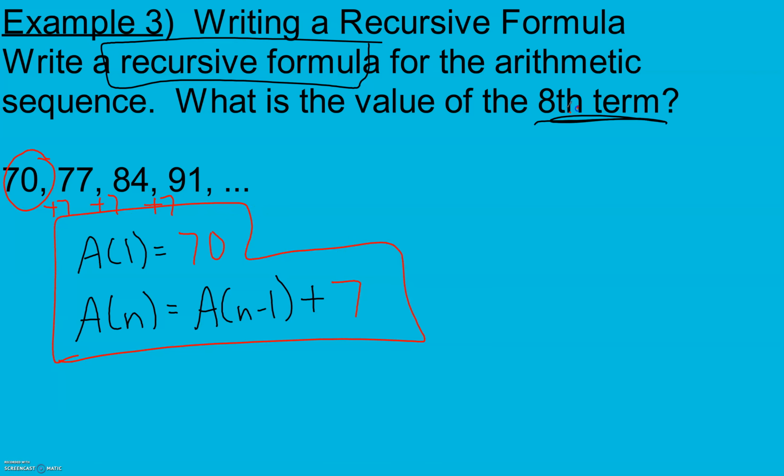To find the 8th term, I'm going to continue that pattern. I'm going to add 7. I'm going to add 7. And I'm going to keep doing this until I get to the 8th term. 1, 2, 3, 4, 5, 6, 7, 8. So the value of my 8th term is going to be 119.